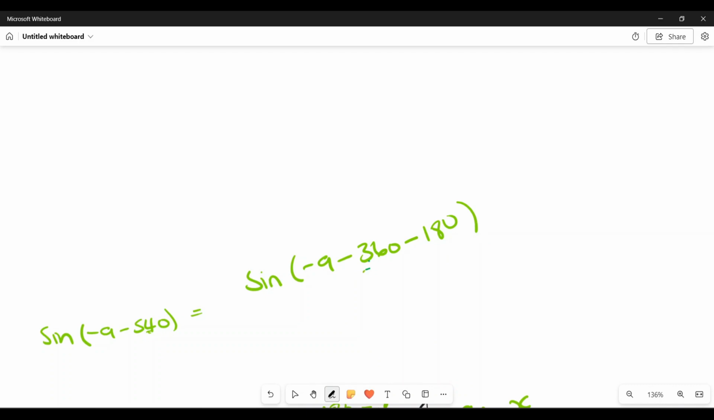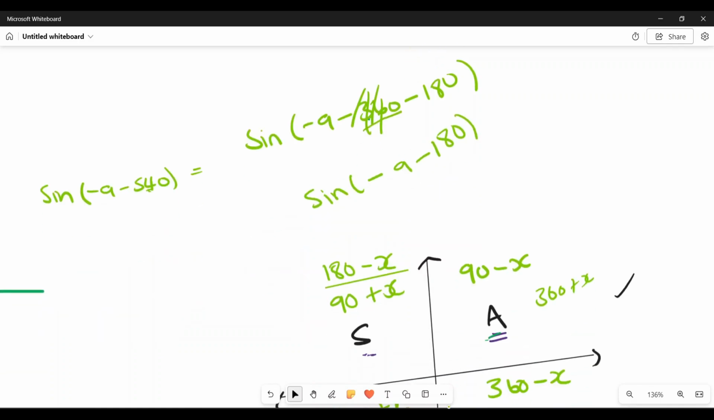And because sine is an identity with a period of 360, remember the period of sine is 360, your cos is 360, and your tan is 180. Now, because sine has a period of 360, you can exclude the whole 360. You can write this as sine of minus, right, a minus 180, right?